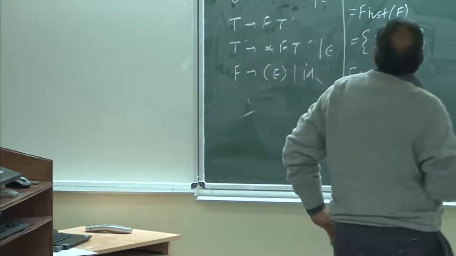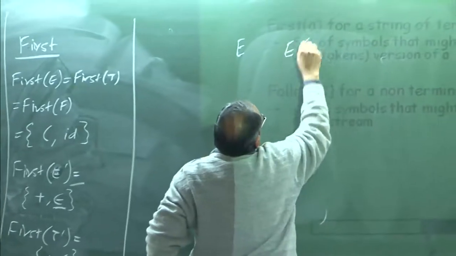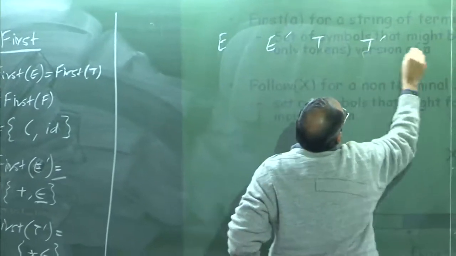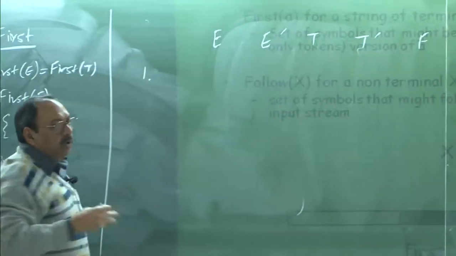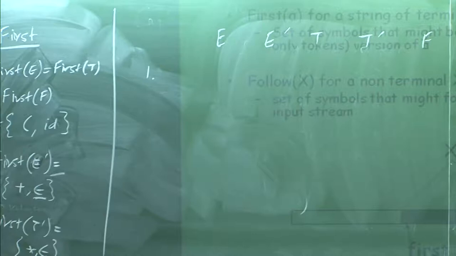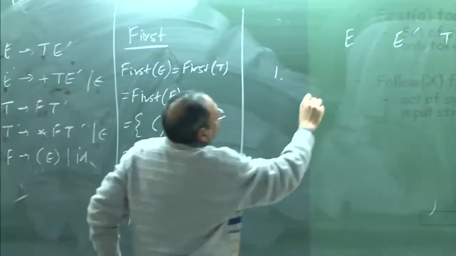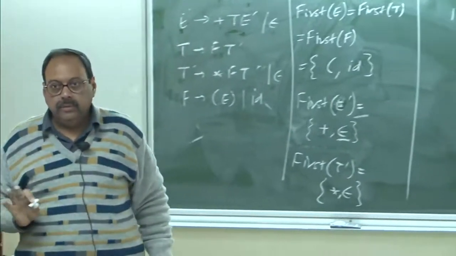So let me write all the symbols here, and the symbols are E, E prime, T, T prime, and F. If I apply the four rules that I've written here, I keep on applying them again and again. The first rule says E is my start symbol, and therefore $ is in follow of E. That is what my first rule is saying, nothing more.